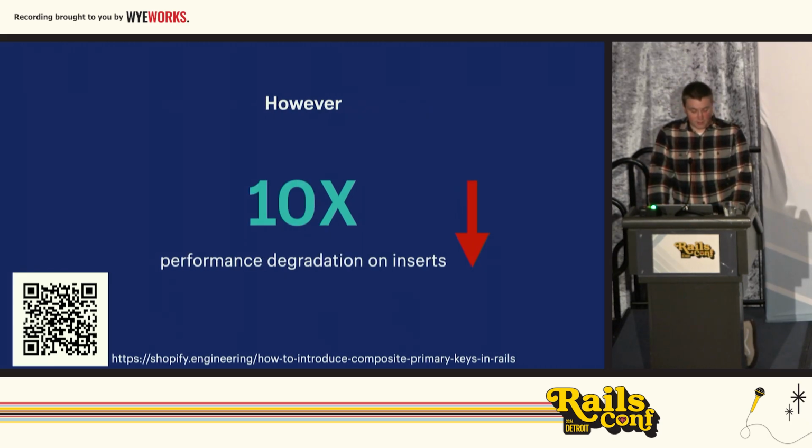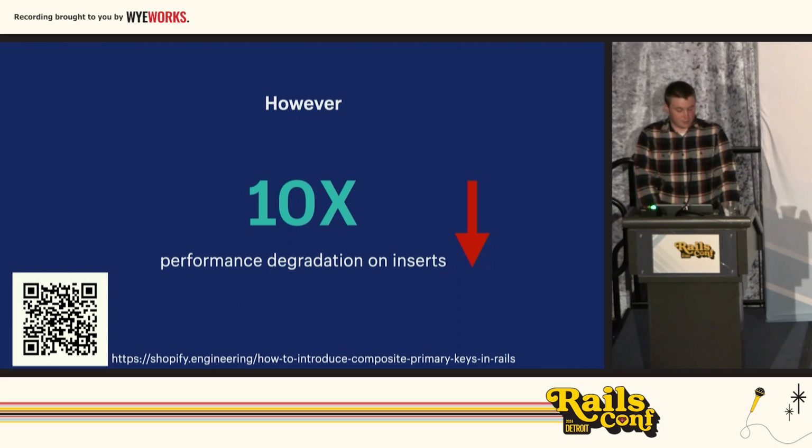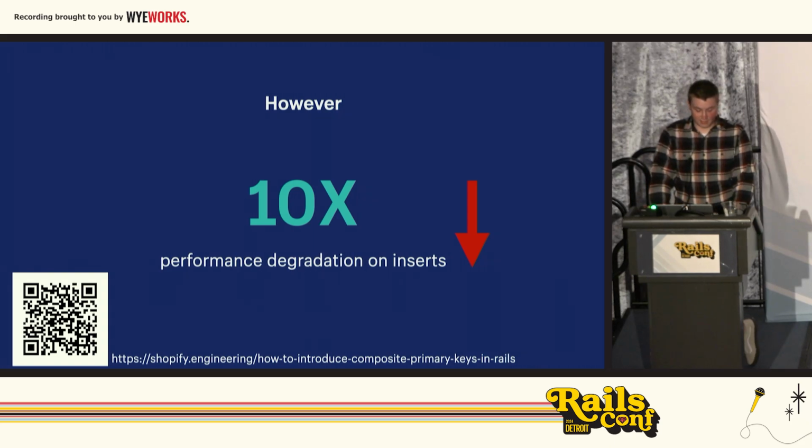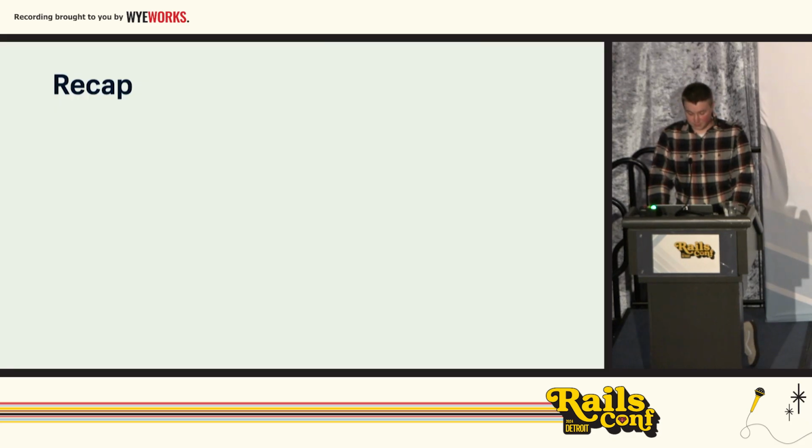However, there was one notable downside that is worth calling out. We observed roughly 10 times degradation on inserts by switching to a composite primary key. Since most data is queried and updated more often than inserted, this trade-off was correct in our case. However, it's worth keeping in mind that if insert performance is crucial for your application, using a composite primary key may not be a suitable approach.